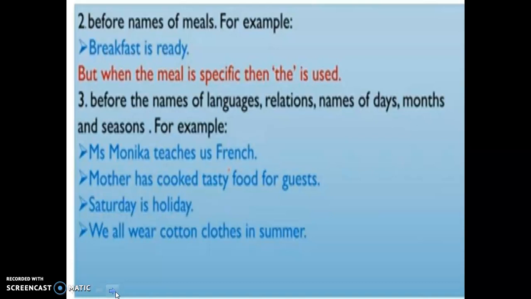Before the names of languages, relations, names of days, months, and seasons. For example, Miss Monica teaches us French. Mother has good tasty food for guests. Saturday is holiday. We all wear cotton clothes in summer.